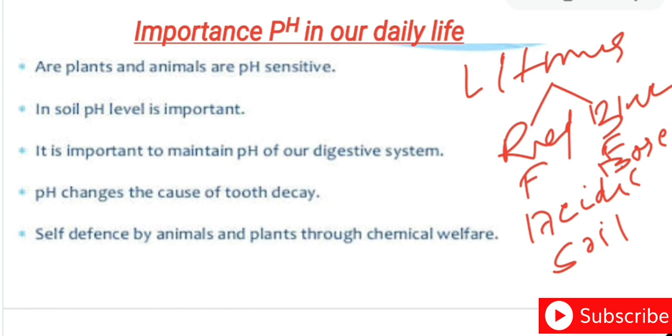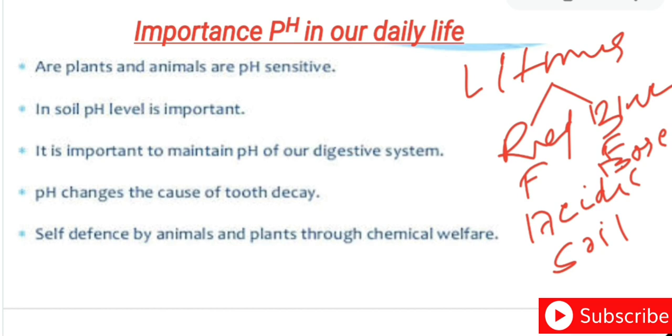Now, the self-defense of animals and plants through chemical warfare. Okay, so we know that there are many plants and animals that have a self-defense mechanism, like the honeybee and the wasp. They contain formic acid, which is a mild acid. When they sting, they inject that acid into our body just to protect themselves. So these are the importance of pH in our day-to-day life.